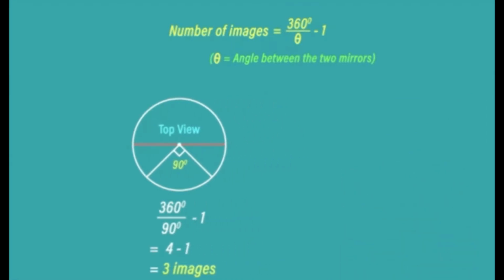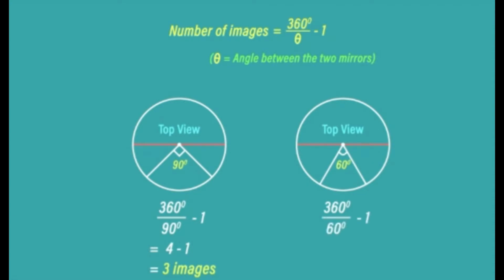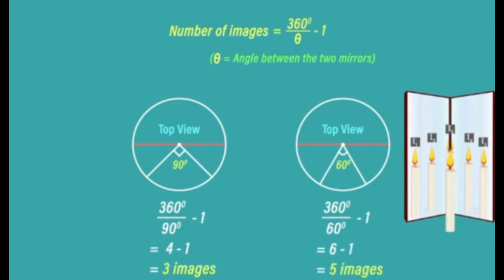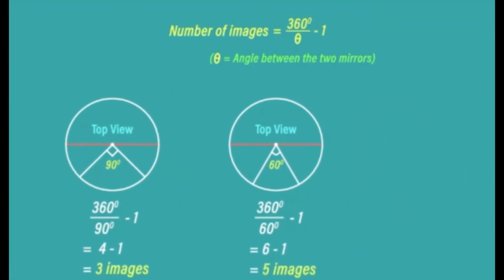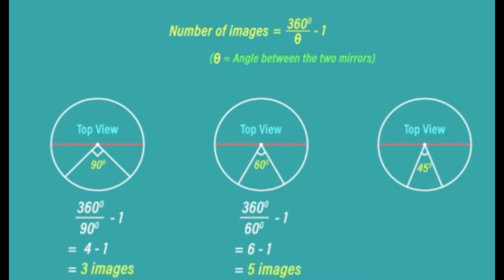We see that when the mirrors are kept at an angle of 60 degrees to each other, we put theta as 60 degrees, and the number of images we get is 5. Similarly, we can calculate it for theta equal to 45, that is, when the mirror is kept at an angle of 45 degrees. Yes, the answer will be 7.